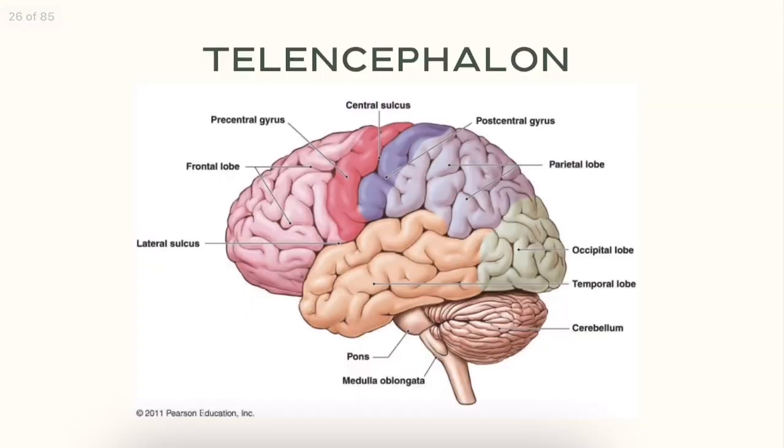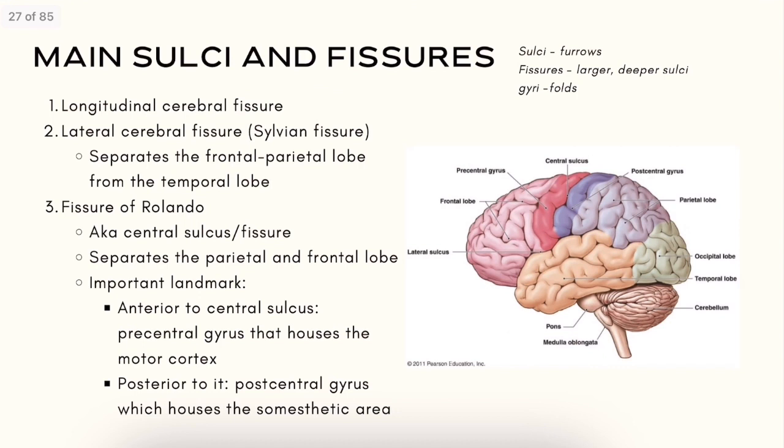Now we're going to proceed to our telencephalon. We're going to start first with the main sulci and our fissures. So our sulci are furrows, fissures are larger, deeper sulci, and our gyri are folds. So we have our first sulci, we have our longitudinal cerebral fissure, which we talked about a while ago. It separates the right and the left hemispheres.